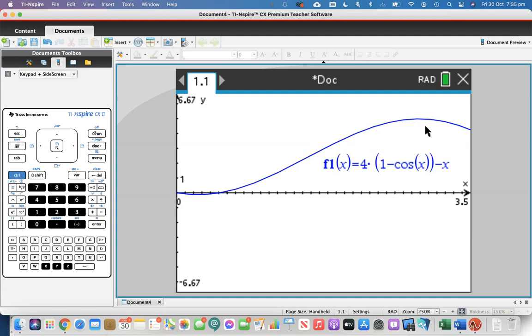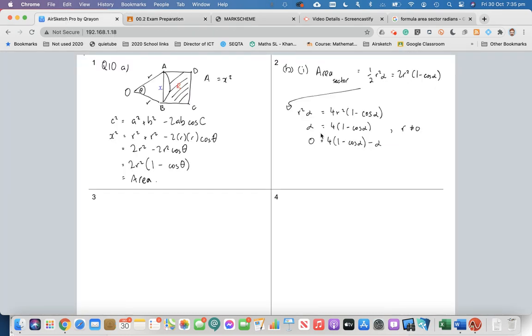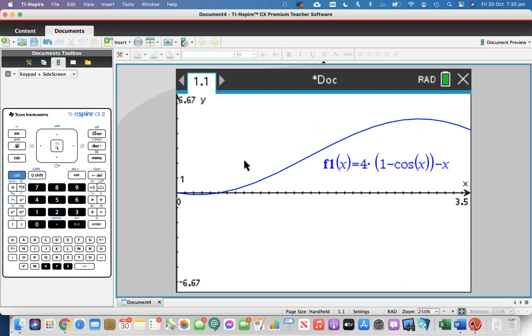Okay, now why is this important? Well, this is the function which shows all possible values of x and the corresponding y values. But what we're interested in is if this is the function setting y equal to 0. So where is y equal to 0? Here, but that's below 0.5, and here. So if I can work out where it crosses the x-axis, I've got the value of x, which will be alpha, when y equals 0.